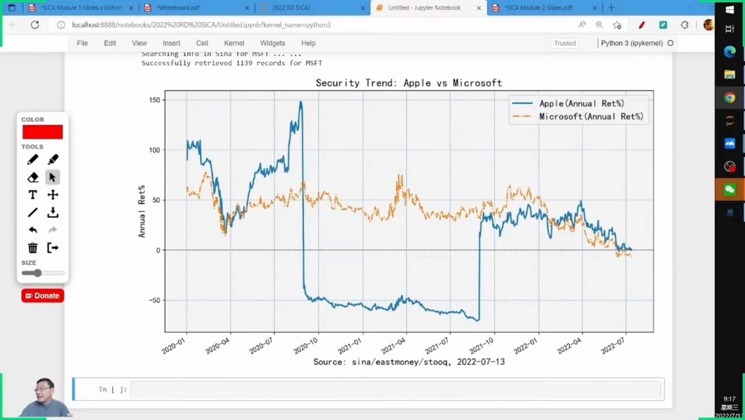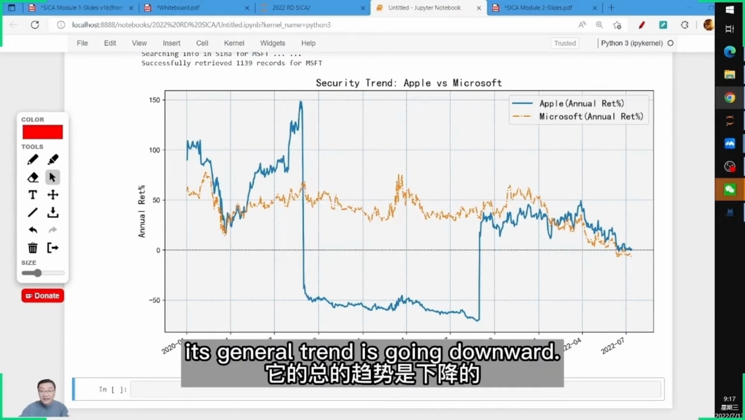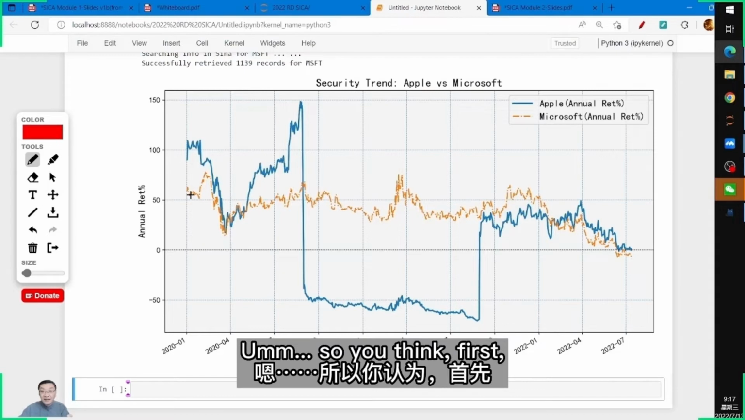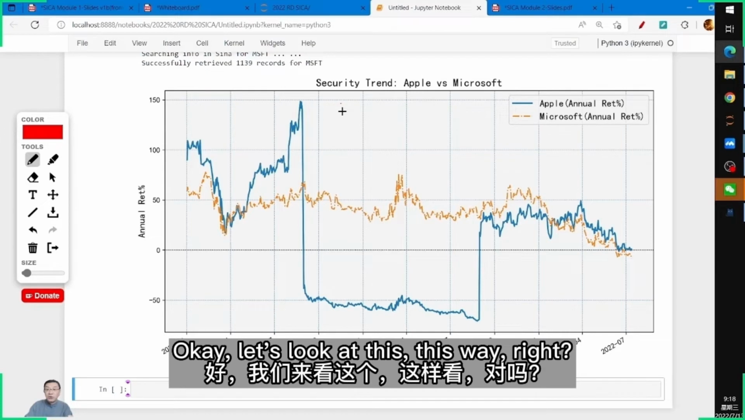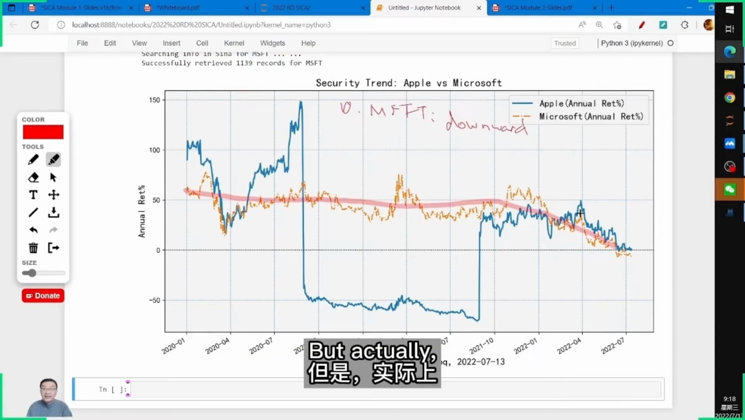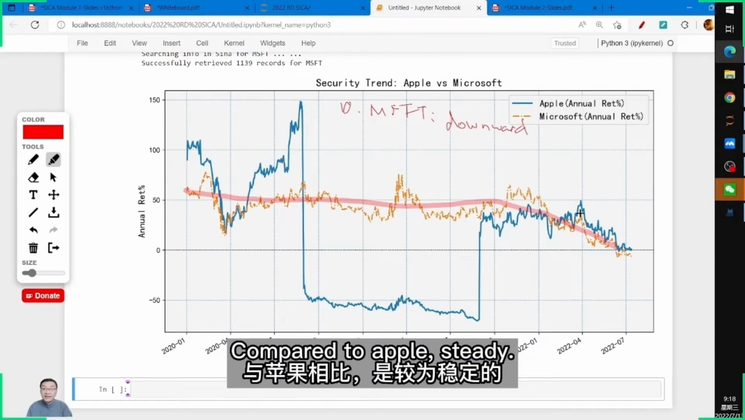Okay. Well, from my perspective, I think for Microsoft, its general trend is going downward. Microsoft is the orange dotted line. So you think Microsoft is going downward, but not that significantly, right? Okay, let's look at it this way. It becomes more significant starting this year, right? But actually relatively steady, compared to Apple, steady.